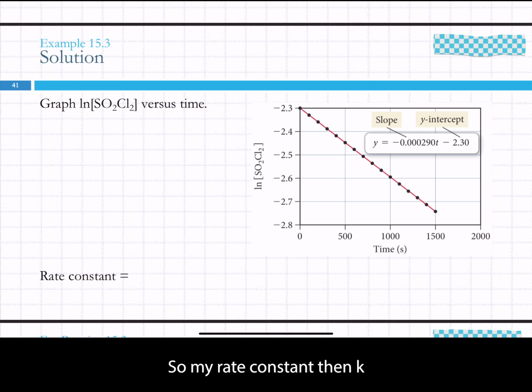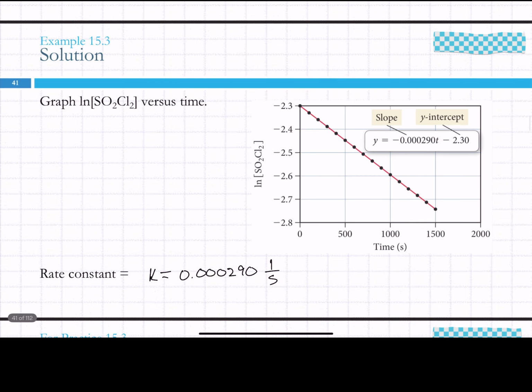So my rate constant then, k, is equal to 0.000290, and this is first order, so it's 1/seconds. So you can just read it off the graph, just know k is positive. The negative is part of the equation.